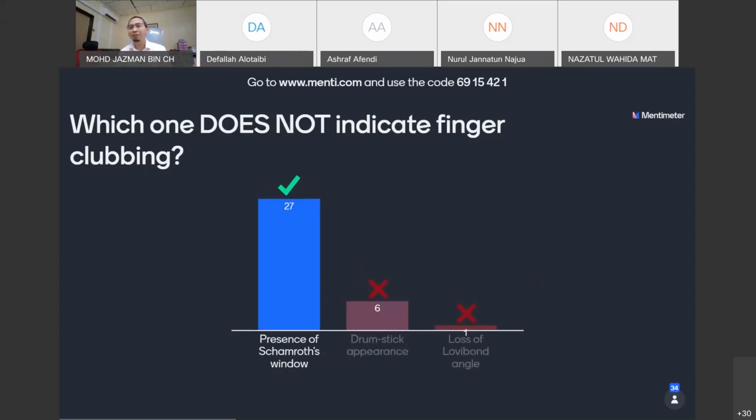Alright, so most of you got it right. If you detect Schamroth window, it means that there is no finger clubbing. However, as you all recall, Schamroth window can still be present at grade 1 finger clubbing. So you need to assess the fluctuation of the nail bed.